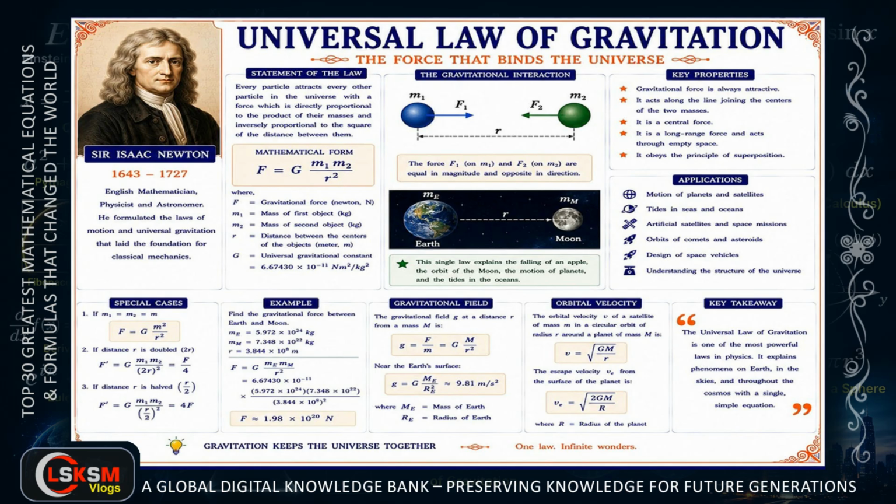Twenty. Universal law of gravitation. Person: Sir Isaac Newton, 1643 to 1727. Newton's law of gravitation describes the attractive force between all masses. It laid the foundation for celestial mechanics and modern physics.